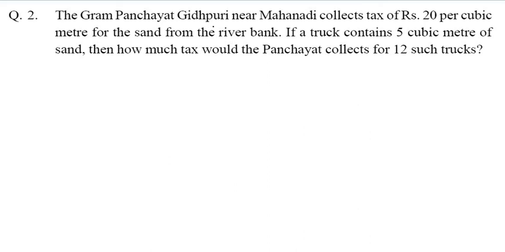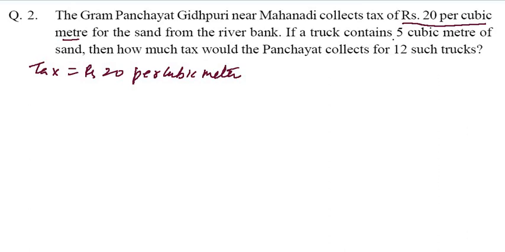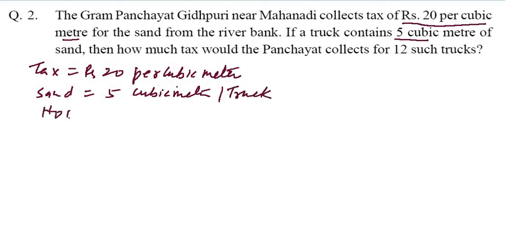The Gram Panchayat Gidpur near Mahanadi collects the tax rupees 20 per cubic meter. So you have to write tax is equal to rupees 20 per cubic meter. Now, if a truck contains 5 cubic meter of sand, so sand is equal to 5 cubic meter per truck. Number of truck is equal to 12. So find the total amount of a tax.